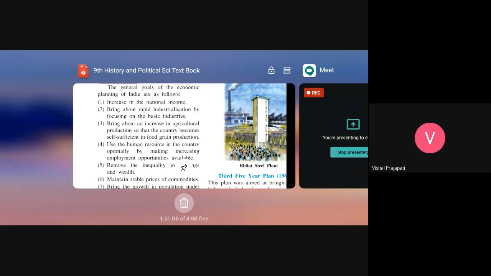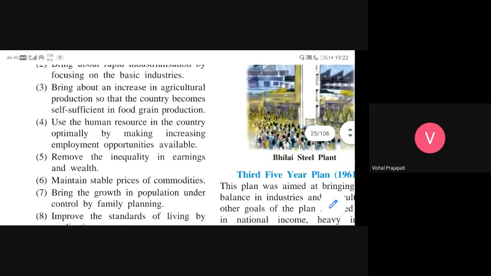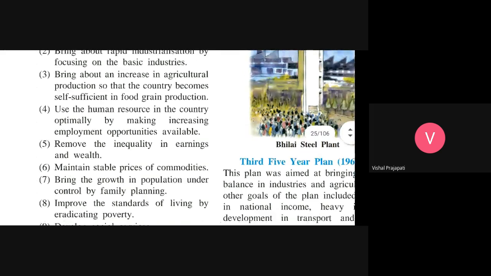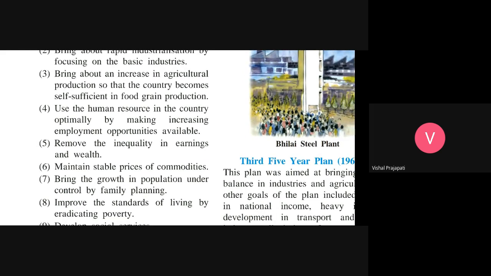All right. So it's good that you know it already. So the next, the fourth goal of economic planning, is to use the human resource in the country optimally by increasing employment opportunities available. Whatever human resource we have, we always say that we are a young nation. We are a young country. We are younger than the world. Why do we say this?